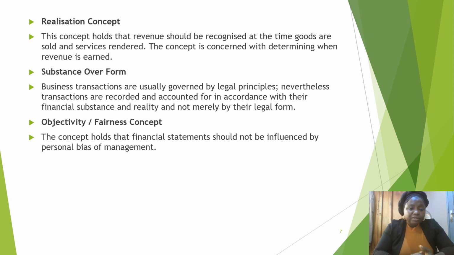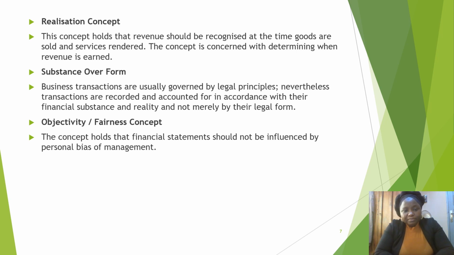We equally have the objectivity or fairness concept. This assumption holds that financial statements should be devoid of managerial judgment or influence. Management should not be allowed to influence the financial statement, because the objectivity of the financial statement might be eroded or compromised. So the point of objectivity is that the financial statement should not be influenced by the personal judgment of the management or managers. Those who are at the helm of affairs of an organization, those who run the organization, we refer to them as the management. So the objectivity concept is saying that at no point should they be allowed to influence the financial statement, so that objectivity can be maintained.